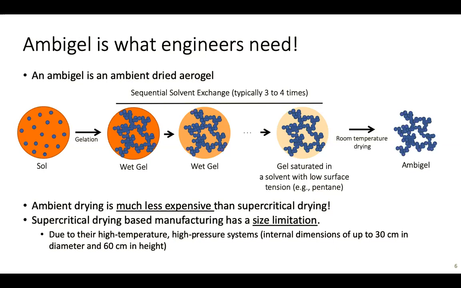The other problem with supercritical drying is that a supercritically dried sample has a size limitation. At the end of the day, you need a pressure vessel to reach the condition that you want. At the current record, the biggest supercritical dryer you can find is about 30 centimeters in diameter and 60 centimeters in height. But you don't have such a size limitation with ambigel. This is why, in all I have done during my PhD, I focused on room temperature drying, which is more industrially interesting.